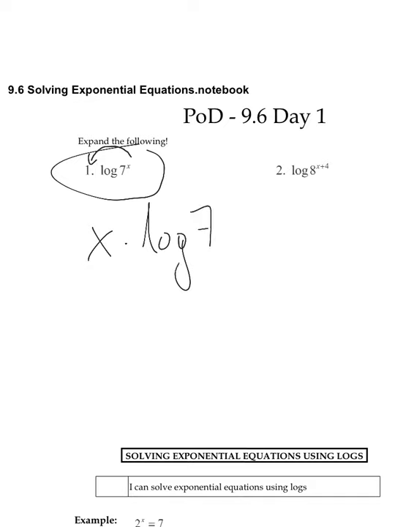Before we do the notes, let's do the POD. If this was a normal classroom, you would walk into my class and I would hand you a piece of paper. Expand the following. This is very important for today. What happens to the exponent in question number 1? The power rule means you bring the exponent to the front. So number 1 will be x times log 7.